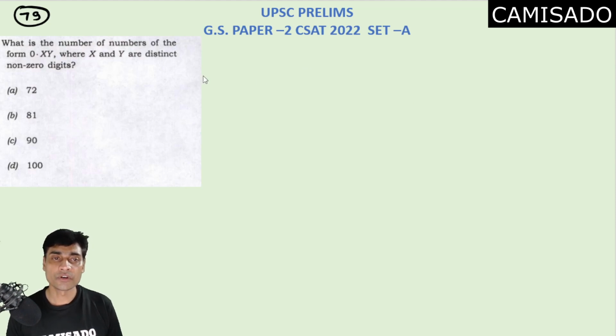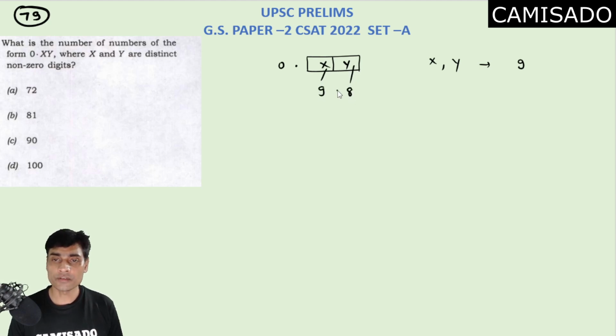Now last, what is the number of numbers of this form, where x and y are distinct non-zero digits? I am giving you a simple method of doing this. X and y are non-zero and distinct also. So non-zero means 9 digits, and distinct. So 0 is here, 0 point, and x is here and y is here. If I take 9 for this, digits cannot be repeated, so 8 for this. 8 into 9 is equal to 72. So 72 is the right answer. A very simple question.